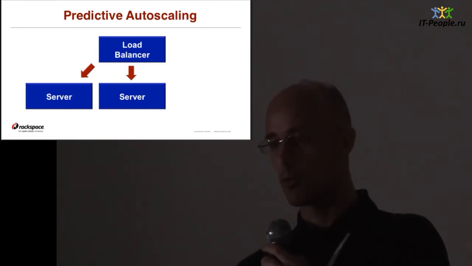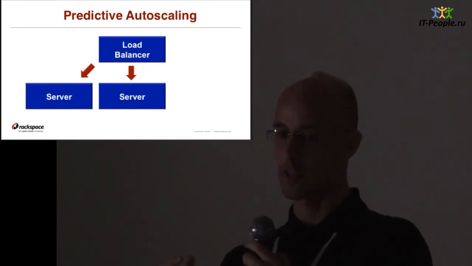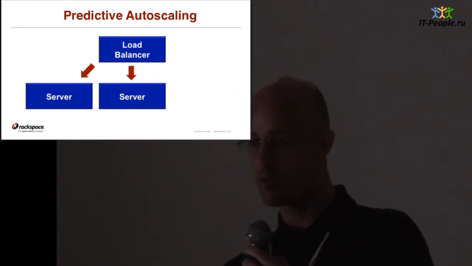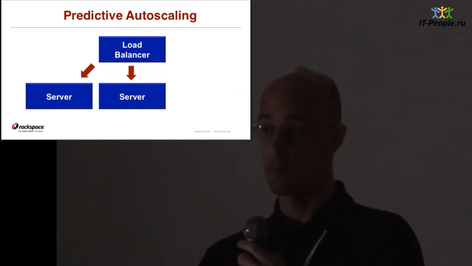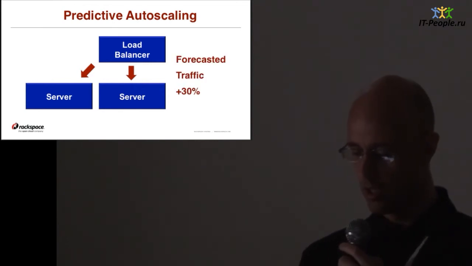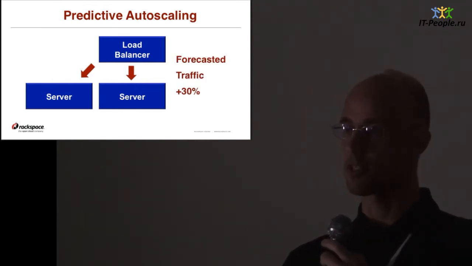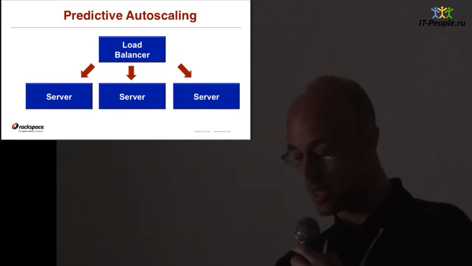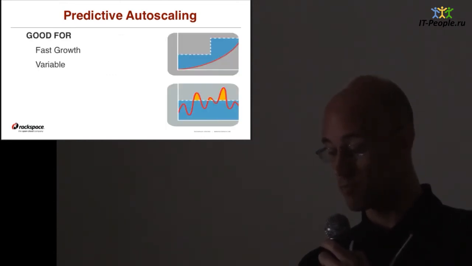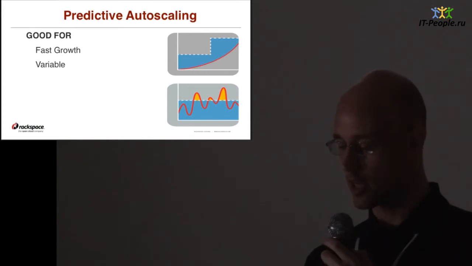Predictive is when you try somehow to do some capacity planning and you are able to provision servers on demand. So you forecast that traffic is going to increase by 30%, and by that time you provision a new server, which is very good for fast growth and variable.